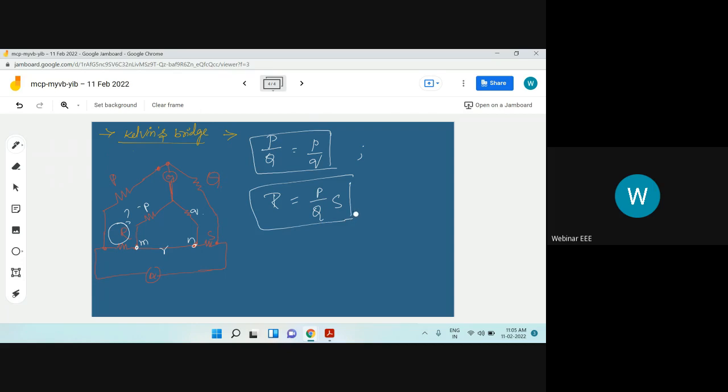Generally, the advantage of Kelvin's double bridge is that it is used to eliminate the lead resistance effect, to adjust to the micro ohms range. So micro ohms, milli, so less than 1 ohm, right? So here we are going to adjust the value of low resistance to the micro ohms range. So this is the main advantage of Kelvin's double bridge.